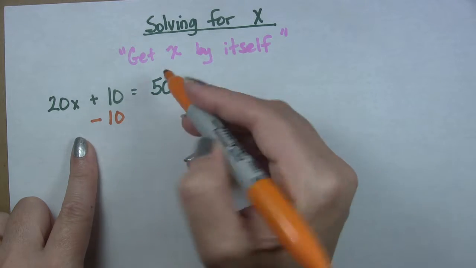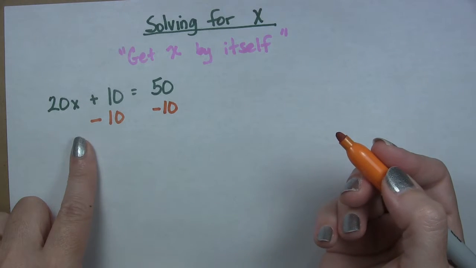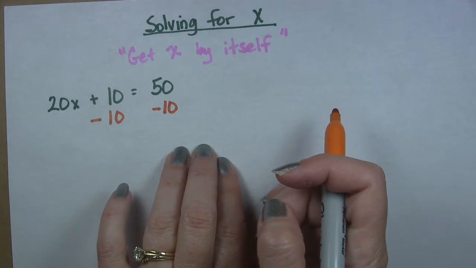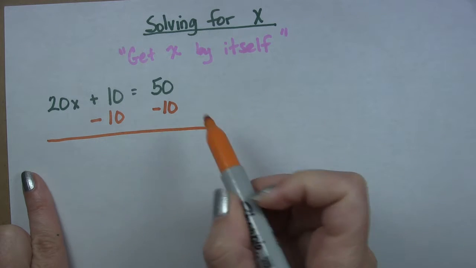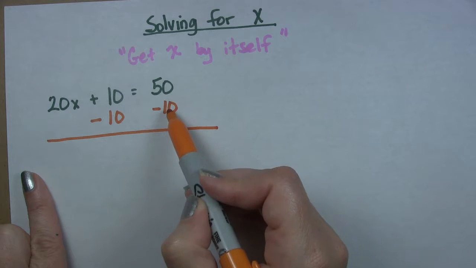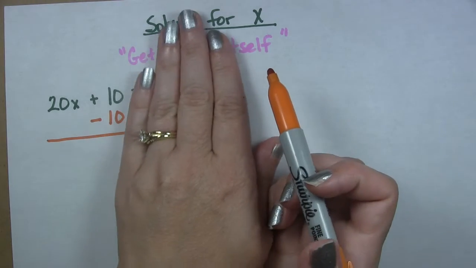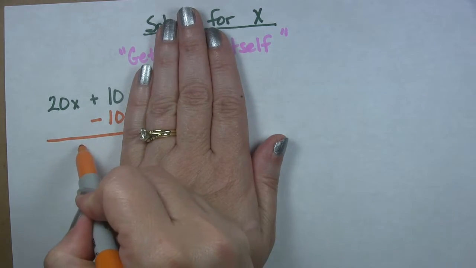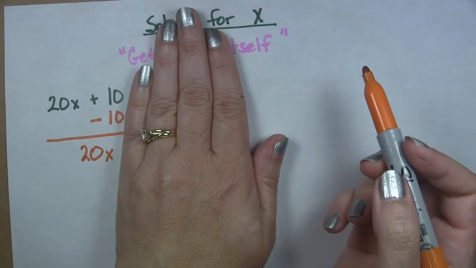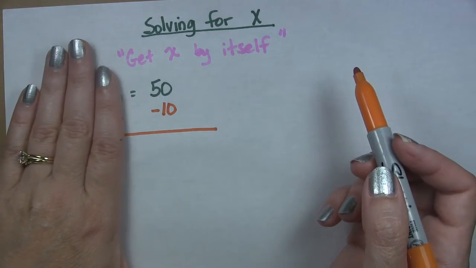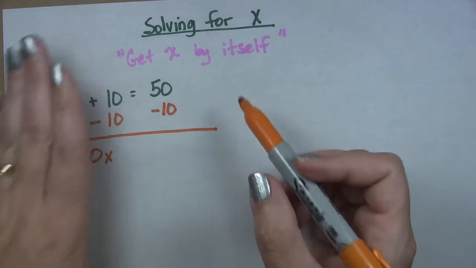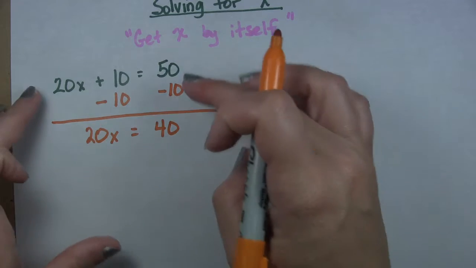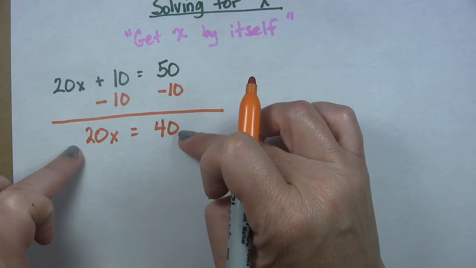Whatever we do to this side of the equation, we must do to the other side of the equation. That's the big rule in algebra, is that whatever you do to this side, you have to do to this side. So in this case, I'm subtracting 10 from this side, so I'm going to subtract 10 from that side. Now, think about this. On this side of the equation, all we have left is the 20x, right? Because we took the 10 away. So I can just write 20x down here as being what's left on this side. On this side of the equation, I have 50 minus 10, which is 40. So I'm going to put 40 on that side. So already I've made great strides. I've gone from this equation down to this equation.